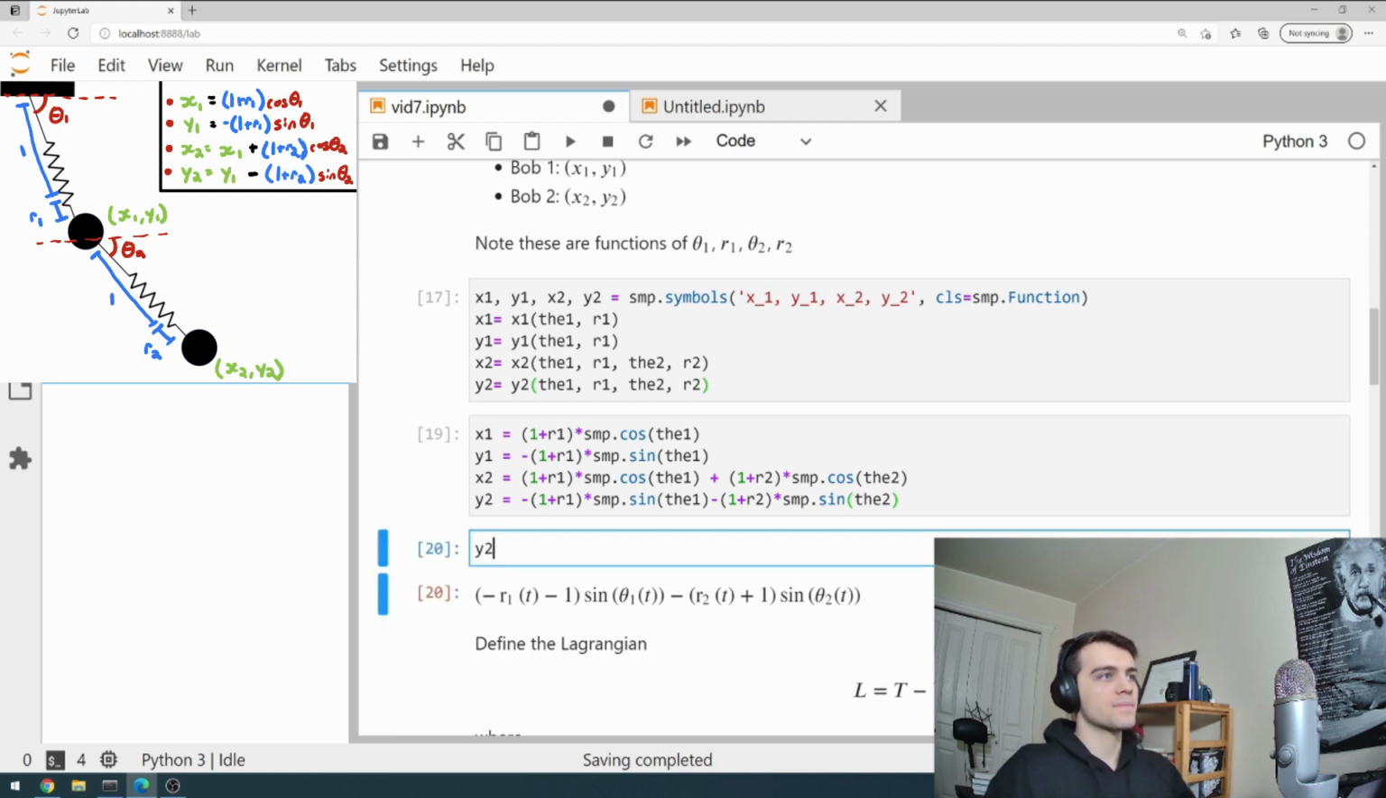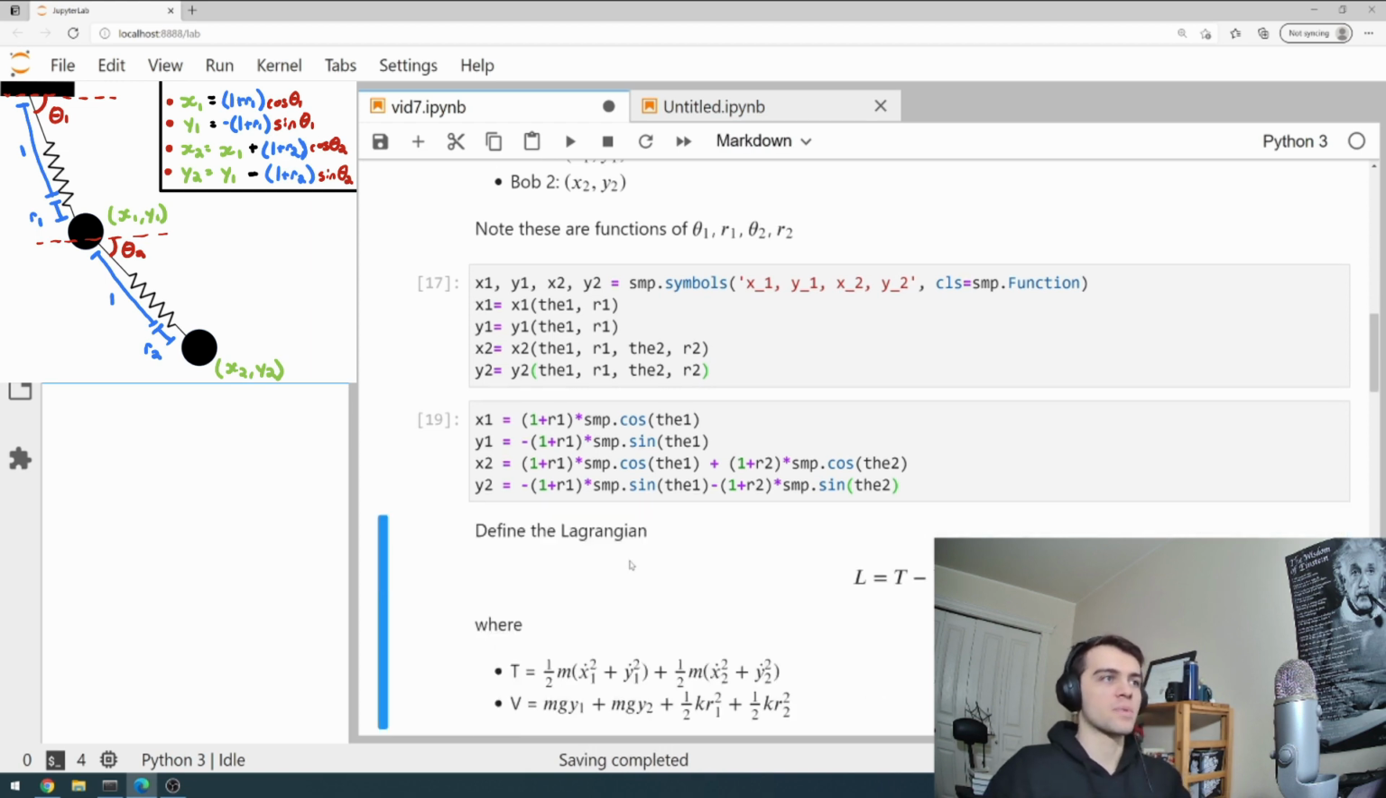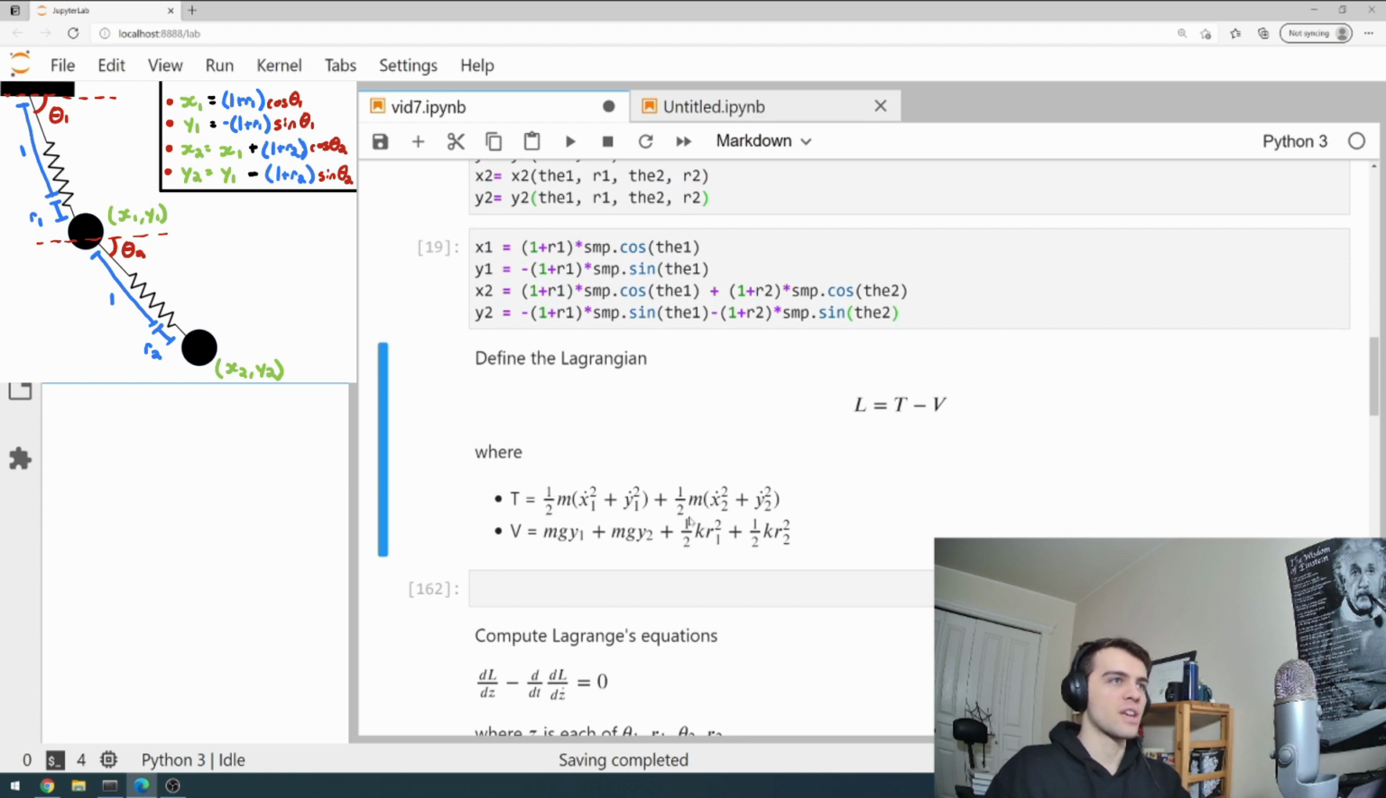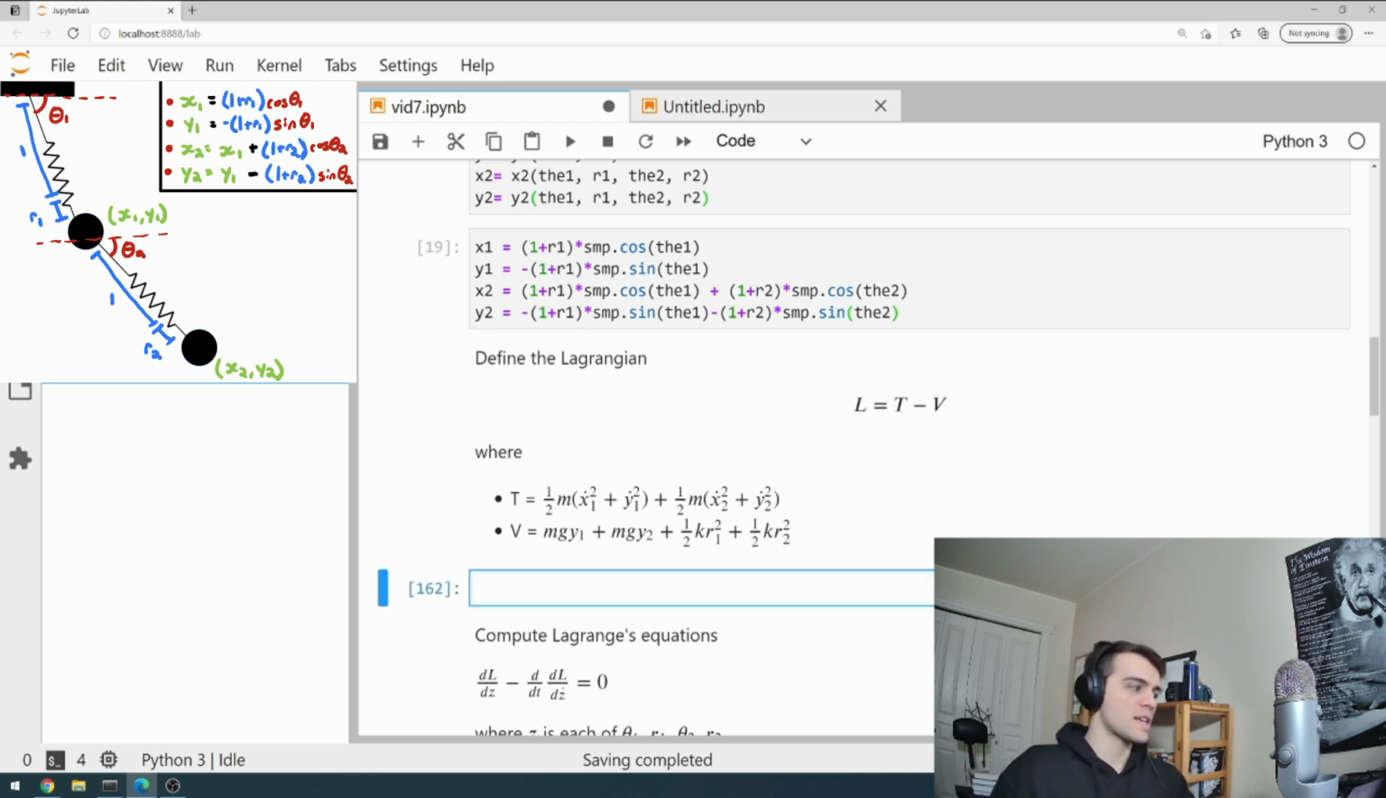So we're good. So now we can define the Lagrangian, which is really easy. And T and V are just given like this. So we have the kinetic energy and the potential energy of both systems. This is the Bob 1 and Bob 2. And we also have the gravitational potential and then the potential stored in the strings. So this is really easy to define.